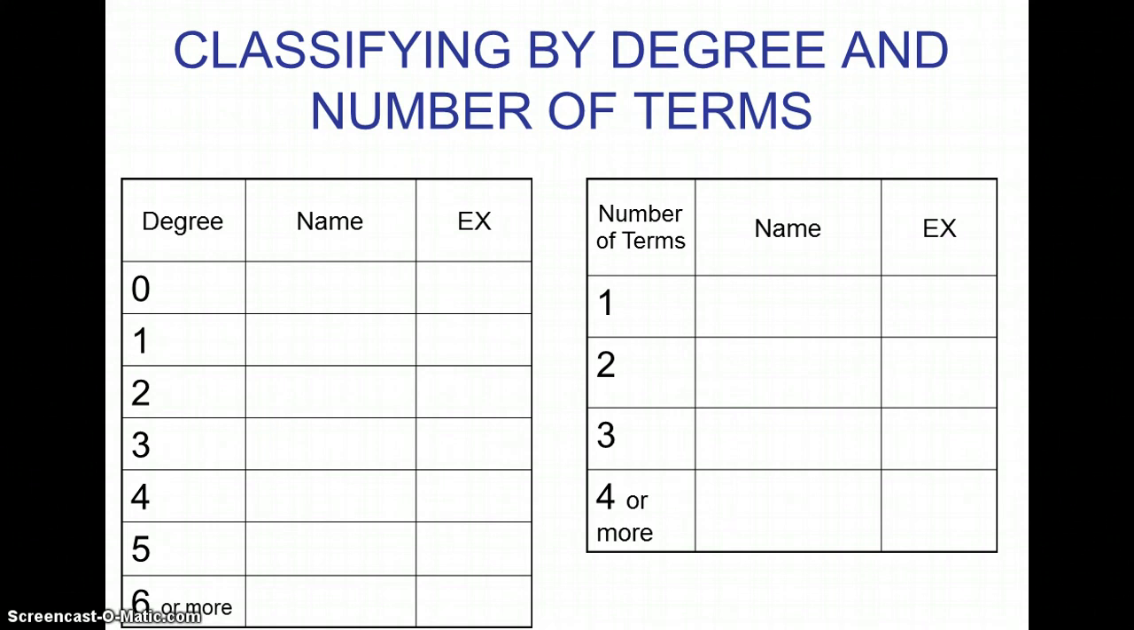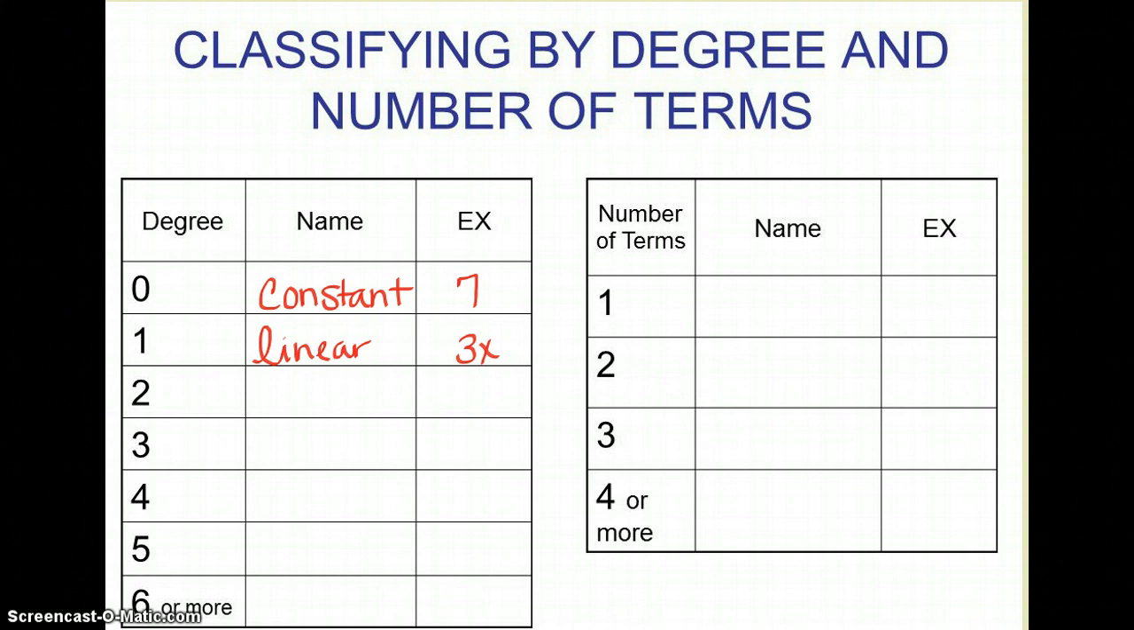So on degree, we start with a 0 degree. We have actually looked at these before. A 0 degree is called the constant. A constant is just going to look like a number. Pick a number as an example here, we'll use 7. For first degree, we're going to call this linear. And we've seen those. A linear term is going to be something like 3x.